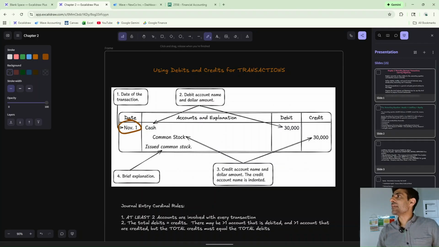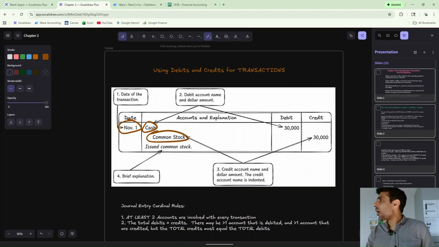Every transaction has at least how many accounts? What's our cardinal rule? 2, right? So you can see cash and common stock are the 2 accounts involved in this transaction. And our other cardinal rule of debits and credits is what?